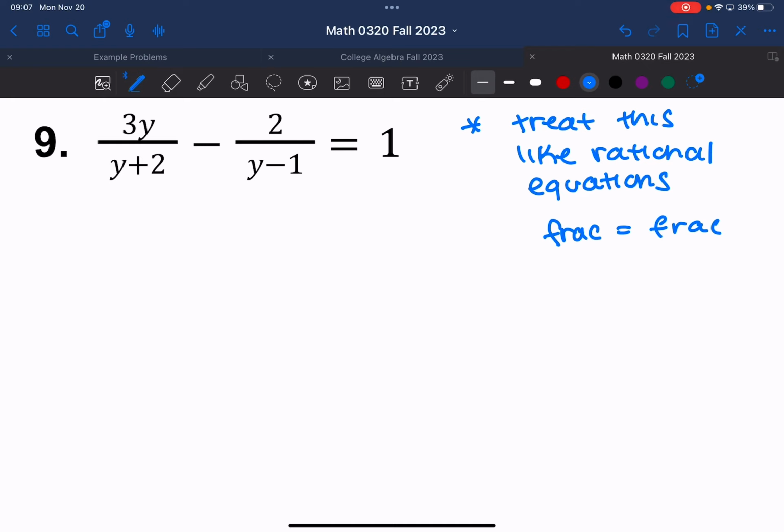So in order to do this, the first side, that left side, we need to combine those two fractions. And we need to do that by getting a common denominator. So we have one denominator as y plus 2, and the other denominator as y minus 1. So what would be the common denominator?